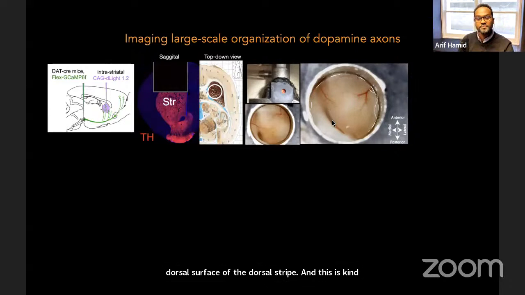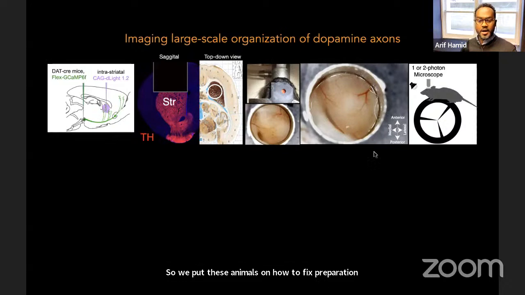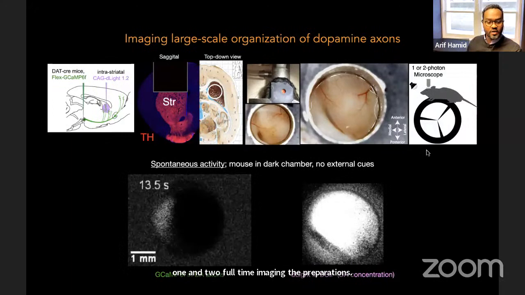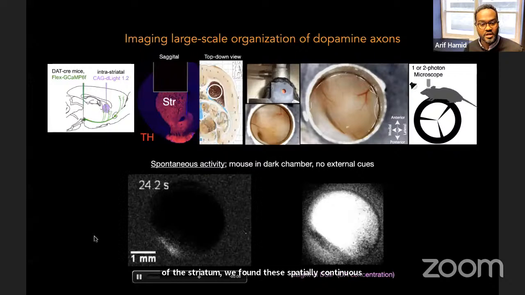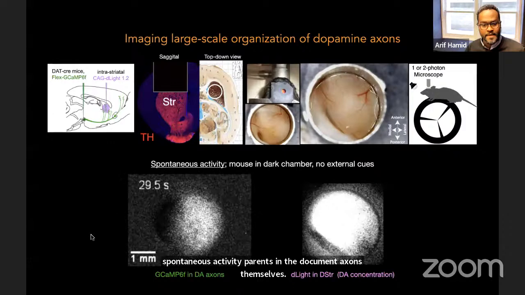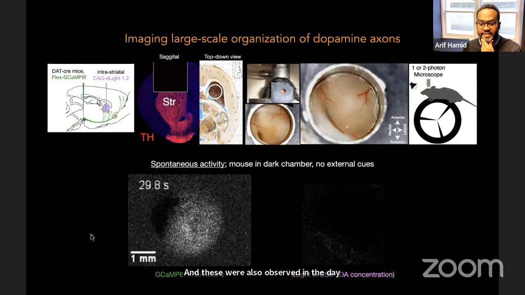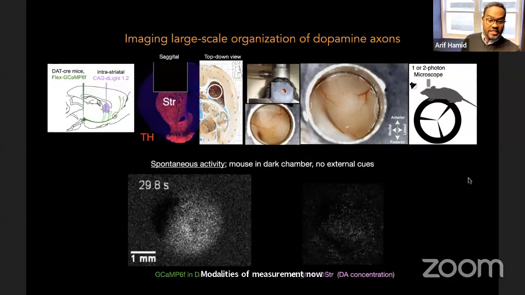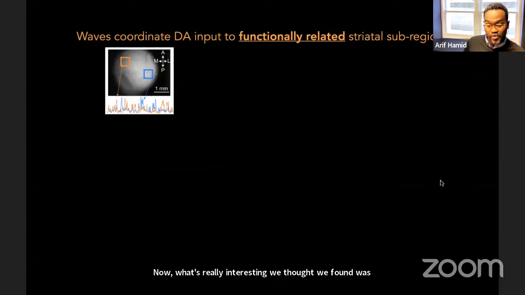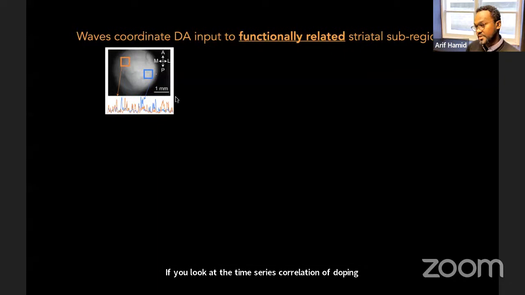We put these animals on head-fixed preparations for one- and two-photon imaging. And really the initial surprising finding is that across really large territories of the striatum, we found these spatially continuous spontaneous activity patterns in the dopamine axons themselves that were organized into wave-like activation patterns. Indeed, these were also observed in the dynamics of dopamine concentration across the striatum. And to date, we don't find any obvious differences between these two modalities of measurement. Now, what we found really interesting was that these waves end up coordinating dopamine input to functionally related striatal subregions. If you look at the time series correlation of dopamine input to different parts of the striatum, there appears to be some kind of coordination.